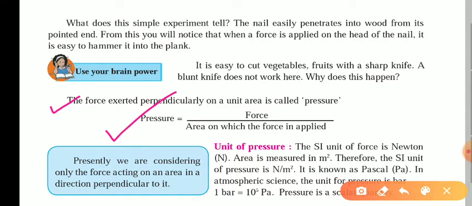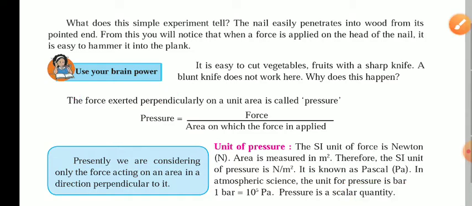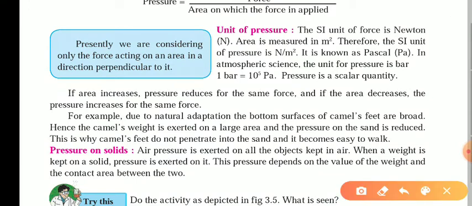According to your textbook, they have given the unit for pressure. The SI unit for force is the Newton, and area is measured in meter square, so the formula gives Newton per meter square, which is also known as Pascal, named after the scientist Pascal. And in atmospheric science the unit of pressure is the bar, which is equal to 10 raised to 5 Pascal. So 10 raised to 5 Pascal is equal to 1 bar. This is the atmospheric unit, and later on we will discuss that part.